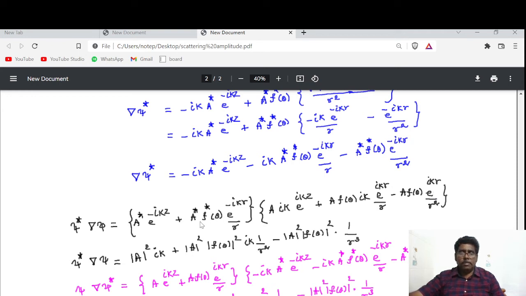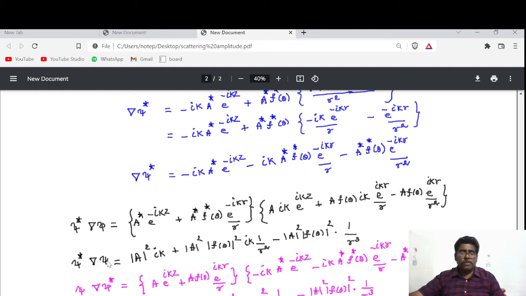Now come to this second term. If you allow this second term to operate on this first, this is e^(-ikr), this is in e^(ikz). The result is 0 because of the overlapping terms. Then the second term into second term, we can get some value. That is A star into A, absolute square of A. F star(θ) into f(θ), absolute square of f(θ). Then write down this ik as such. e^(-ikr) into e^(ikr) equal to e^0. e^0 is 1. Then 1 by r into r square, 1 by r square. So this into this. Then this into this is minus absolute square of A, absolute square of f(θ) into 1 by r cube.